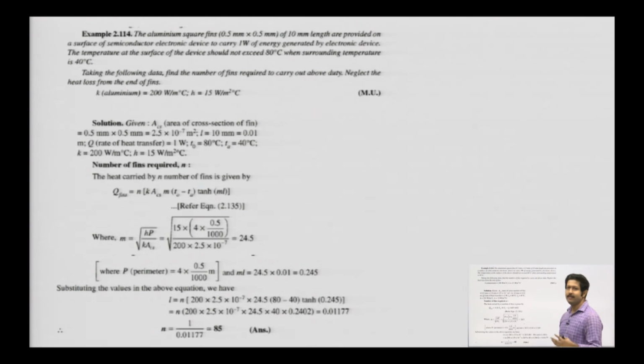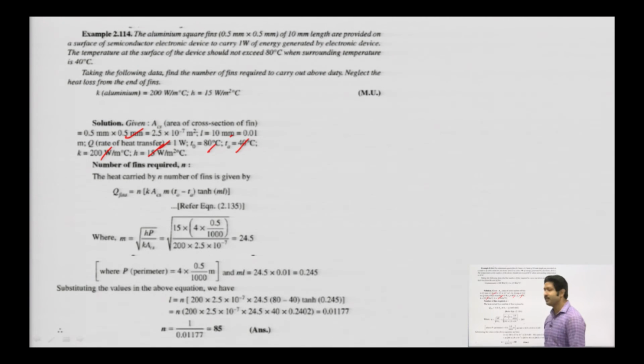The second part is where the heat encounters the tip, which is insulated. Solution: you need to calculate the cross sectional area, and since it's a square, it will be b square. The length is given, the q is given here, TO is given, TA is given, K is given, and the h is given. So the number of fins required is what you need to calculate.